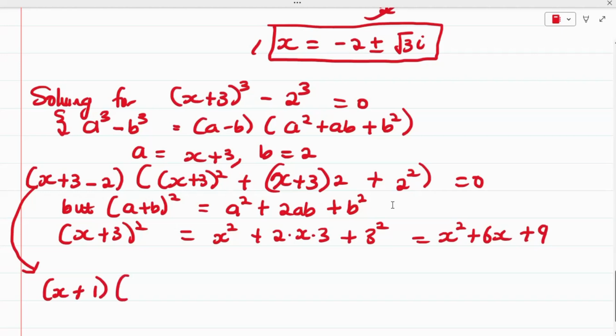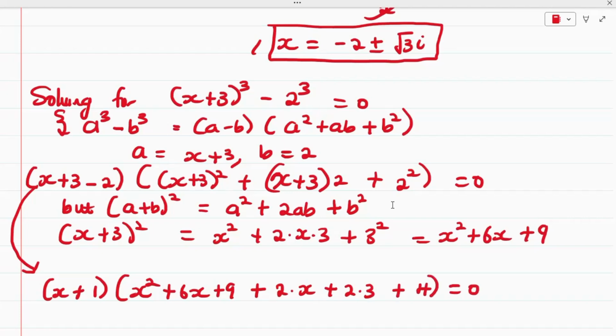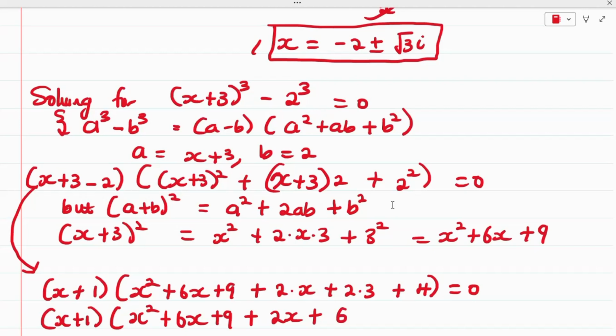we already know what (x + 3)² is. We have this to be x² + 6x + 9, plus we have 2 × x + 2 × 3 + 2², which is 4, and this is equals to 0. We have this to be (x + 1)(x² + 6x + 9 + 2x is 2x, plus 2 × 3 is 6, plus 4), and this is equals to what?